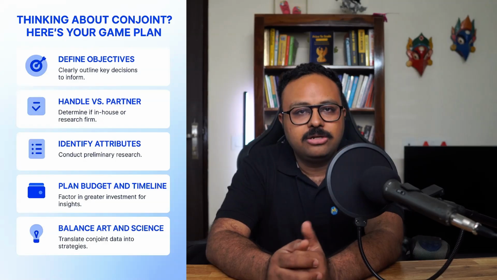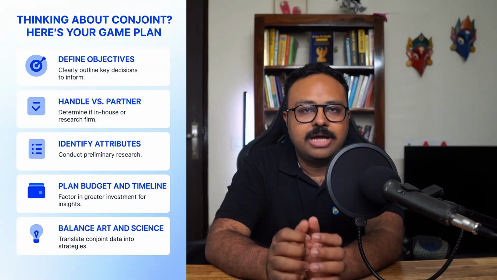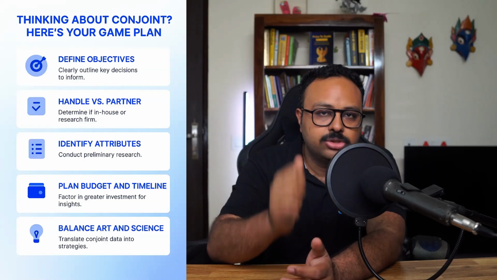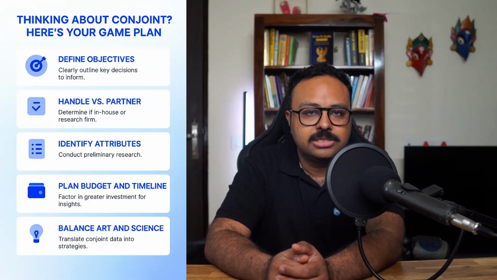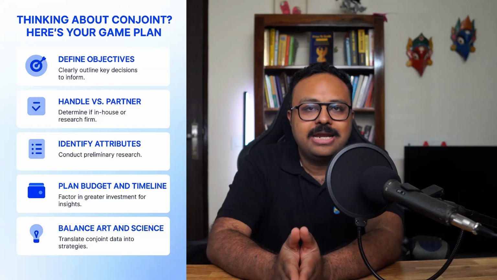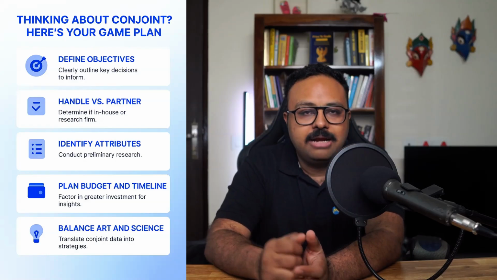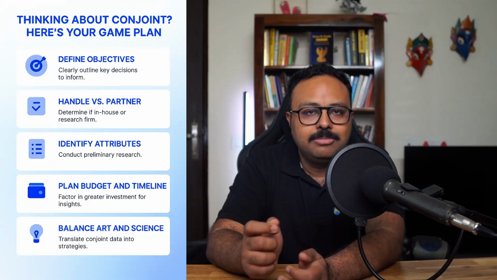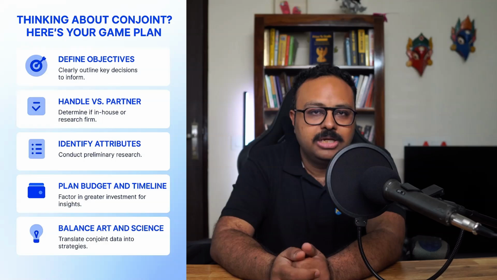First, clearly define your business objectives and key decisions you need to inform. Conjoint is most valuable when focused on specific important choices. Next, decide whether to handle the project in-house or partner with a research firm. The quality of design and analysis is critical to getting reliable results. Take time to identify the right attributes through preliminary research before launching your conjoint study. This step is very crucial for meaningful outcomes.